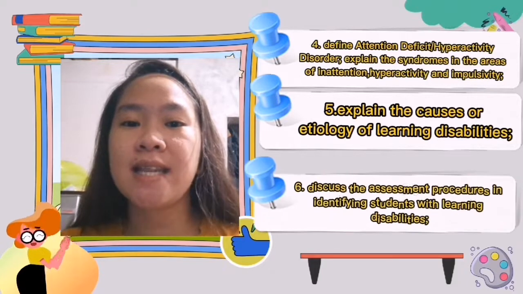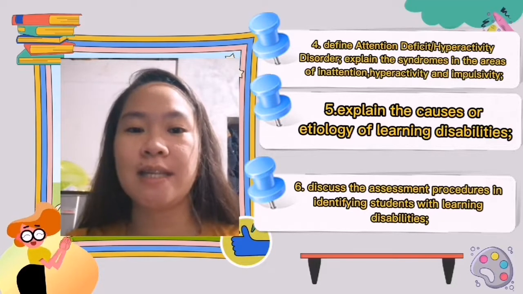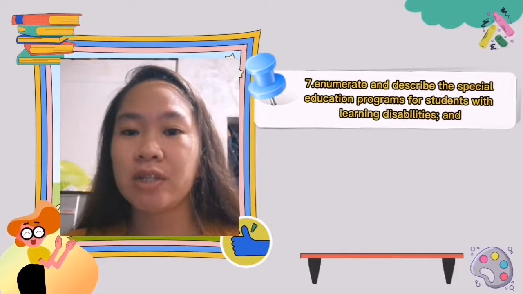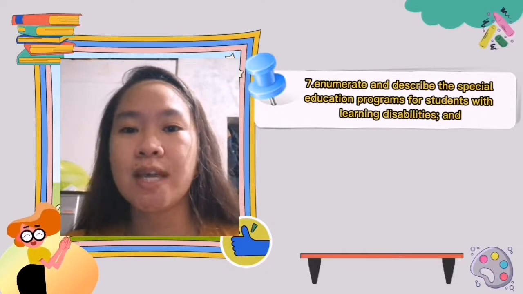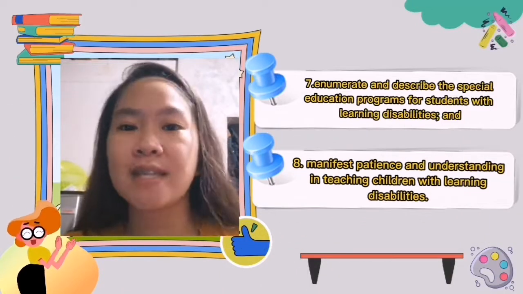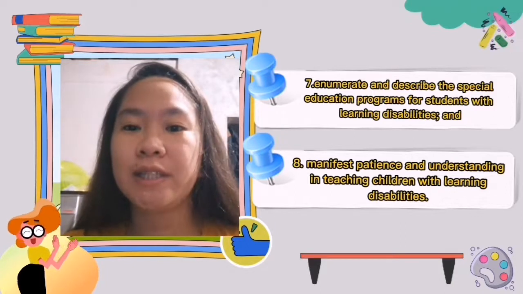Sixth, discuss the assessment procedures in identifying students with learning disabilities. Seventh, enumerate and describe the special education programs for students with learning disabilities. And last but not the least, manifest patience and understanding in teaching children with learning disabilities. We hope that in this chapter, you will learn a lot from our reports and understand very well how important it is to study about students with learning disabilities.